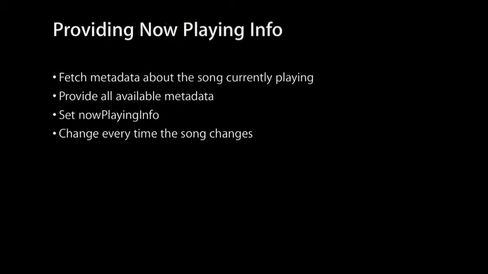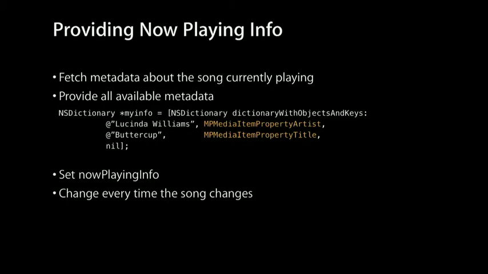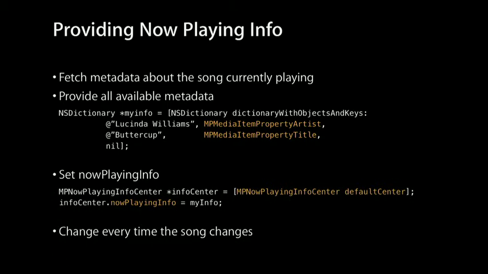To support this, you need to get together the metadata about your audio, and you want to provide as much metadata as you can. To pass it, all you do is create an NS dictionary. The keys identify artist, title, artwork, and so on. Then you ask the MP Now Playing Info Center for the default center object and simply assign your dictionary as the value of the Now Playing Info property. You should, of course, change this each time the song changes.